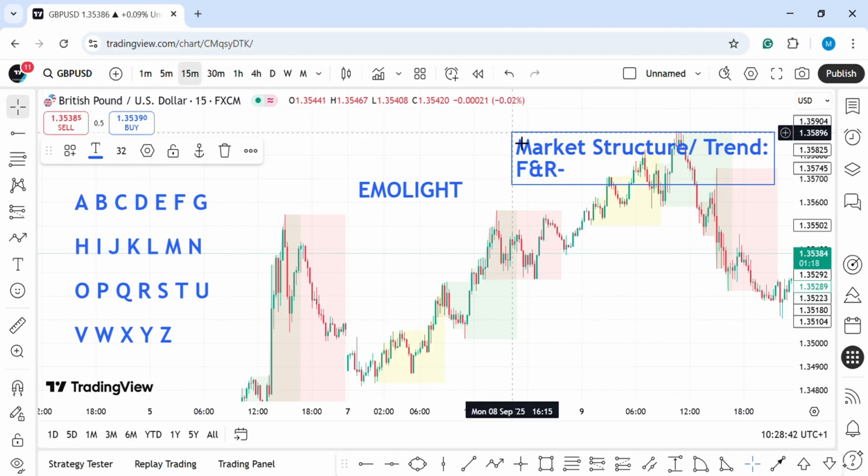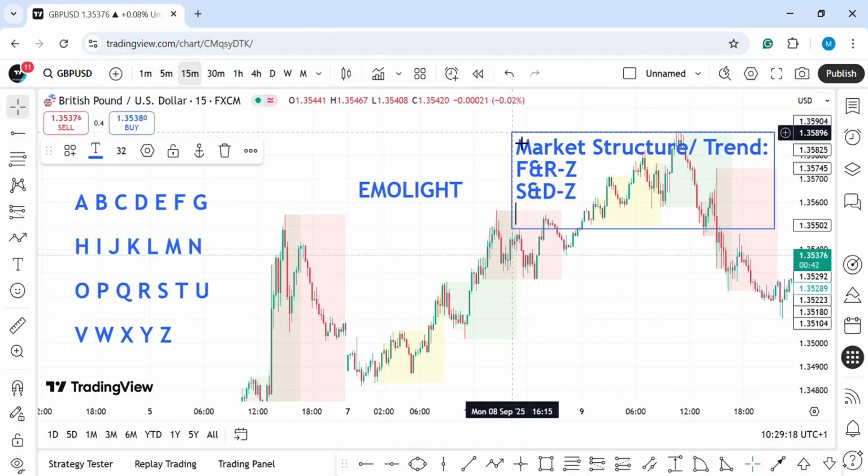Z is for the zone. The F and R zone is to mark up our support and our resistance, which is the ceiling and the floor. You'll understand it as we proceed. And then we'll be using supply and demand, the supply and demand zone.